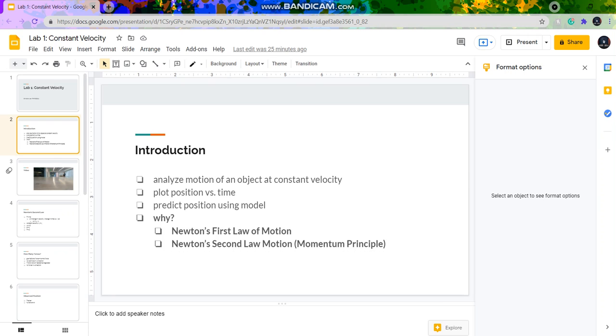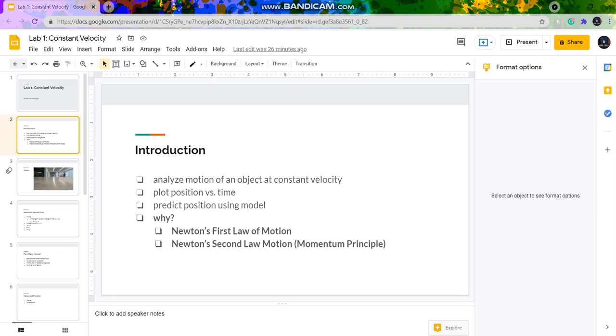Introduction. The purpose of this lab is to analyze the motion of an object moving at a constant velocity. We will plot the position of this object over time on an xy coordinate plane. Afterwards, we will attempt to predict the position of this object using a computational model, then plot that on the graph as well. Why is this important?